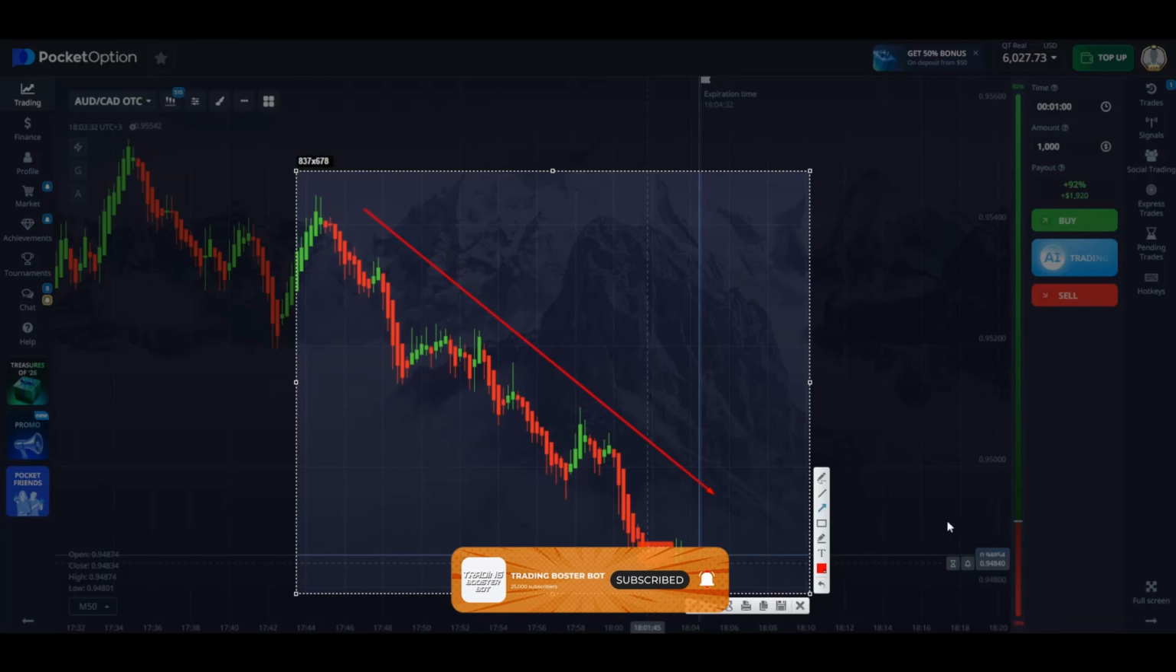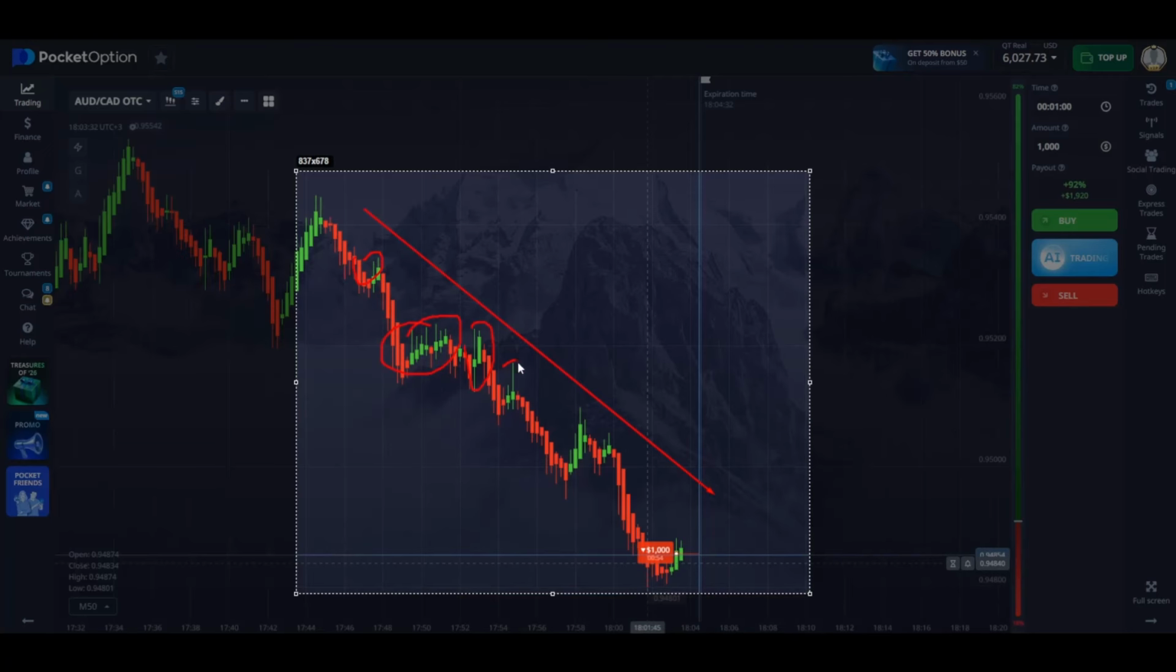We had some green candles appear. Here's one situation, and here and here and here as well. And now this situation has appeared again. So look, what's the essence of this strategy?